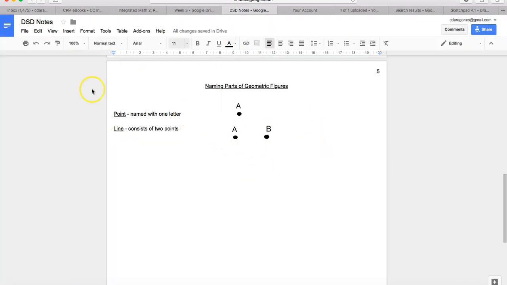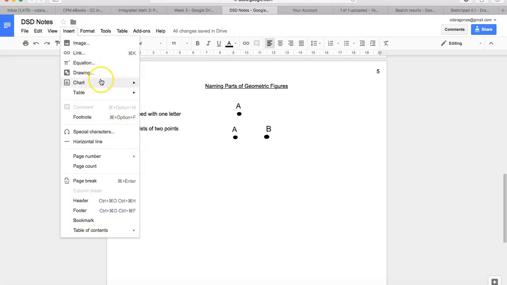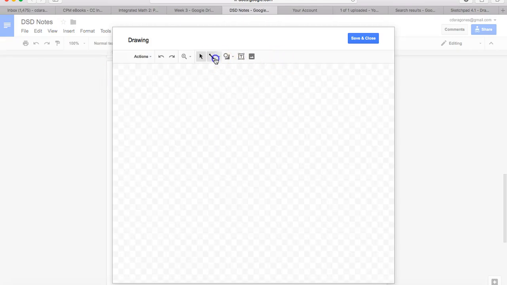If I were to connect these 2 points so that they connect and form a line, so a line goes on to infinity both ways, right? It never ends, it just keeps on going. That's why there are arrows. Let me straighten this out.